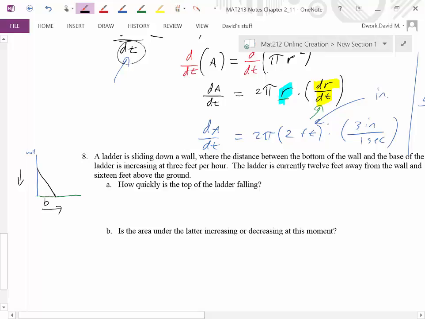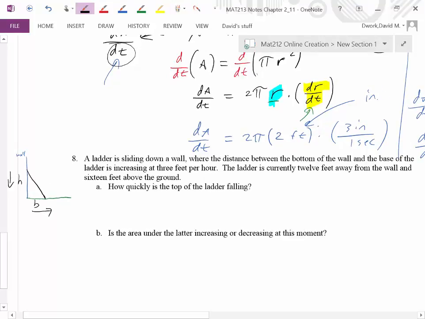Let's call it, I don't know, b for base. Then the height that the ladder is above the ground is changing as well, so let's call that h. All right, so now let's see what else is going on here. They do tell us that the distance between the bottom of the wall and the base of the ladder is increasing at 3 feet per hour. So we're going to need that later.